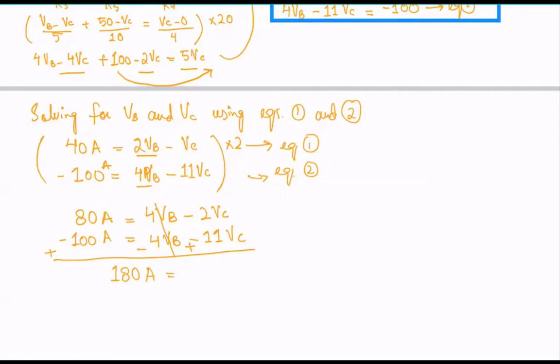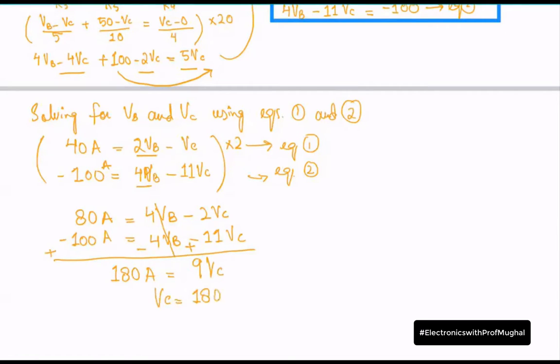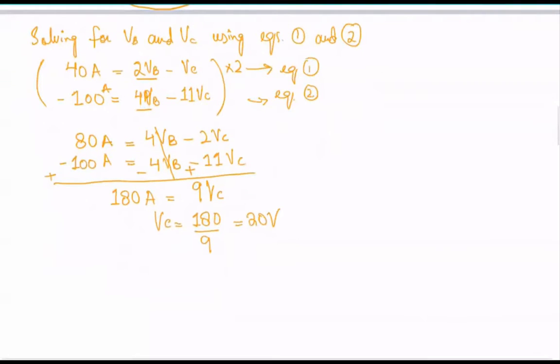And then this negative 2 plus 11 will give you 9 VC, and VC will equal 180 divided by 9, and that would give you 20 volts. So that's your VC right here.